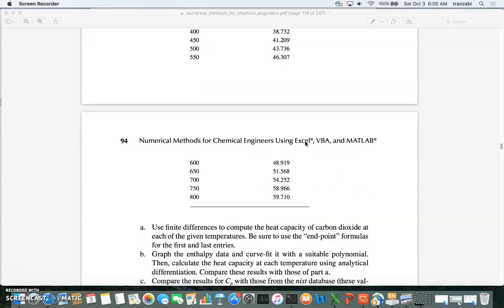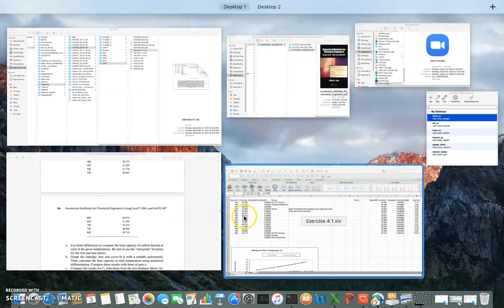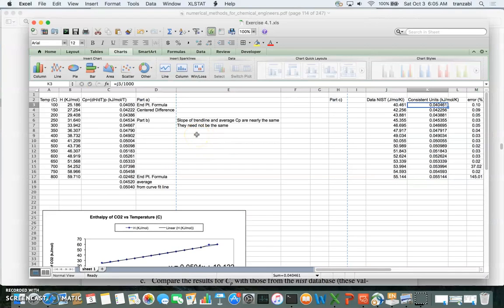So in part A of this problem, we're going to use finite difference to calculate the heat capacity of carbon dioxide at any given temperature. And we have to make sure that we use endpoint formulas for the first and last entries. All right. So the way we go about doing this is the following.